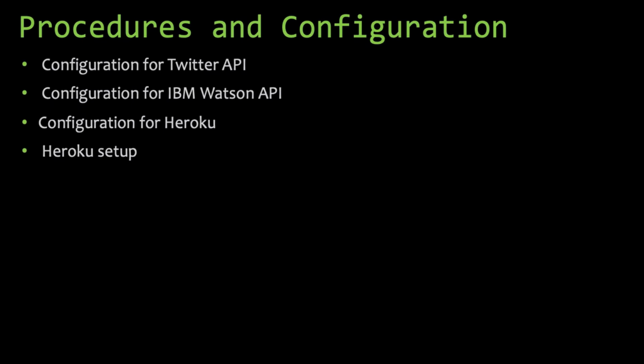The next part is the procedures and the configurations. Basically, we have the configuration for the Twitter API and the IBM Watson API. Those are similar: you have to create an account and you get authentication, which is critical, from the cloud, and then you can use it. The configuration for Heroku is simpler, but a little bit different, because you have to let the Heroku service know where to start your program.